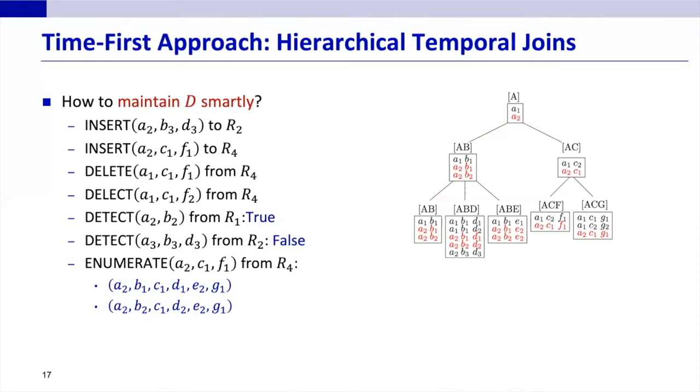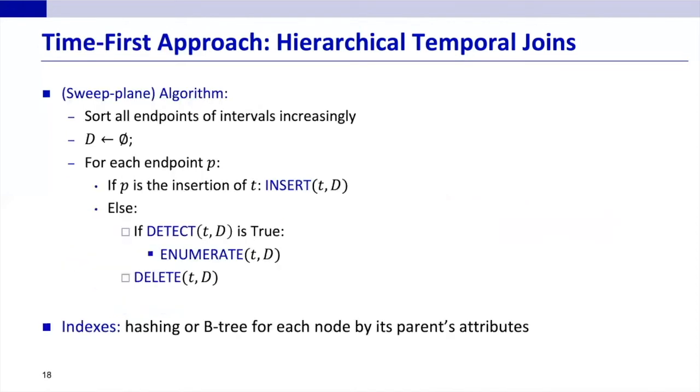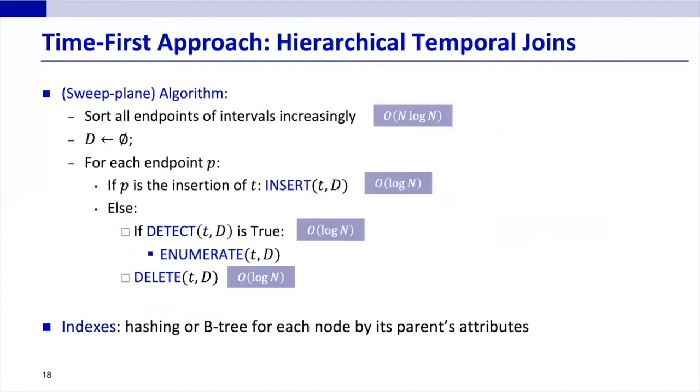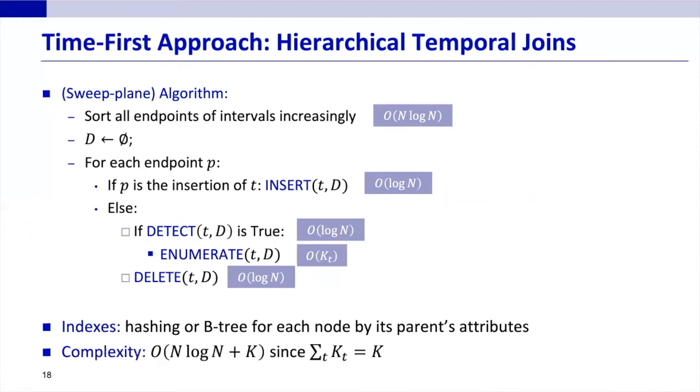Now we come to the complexity of this algorithm. The initial sorting takes n log n time, and each single operation takes log n time if indexes are prebuilt. And the enumeration takes k_t time, where k_t is the number of join results participated by t with the active tuples defined by its right endpoint. Over all iterations, the total complexity is n log n plus k.